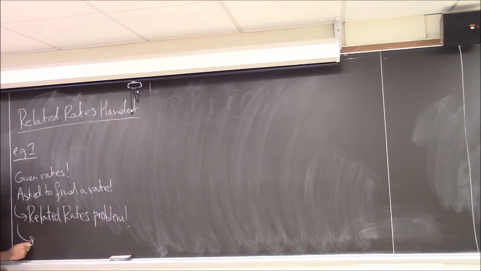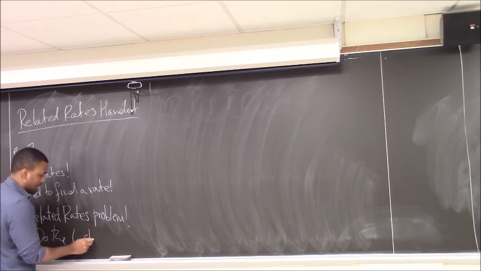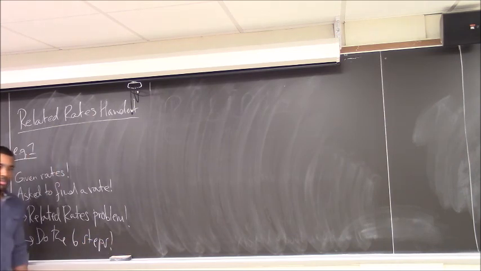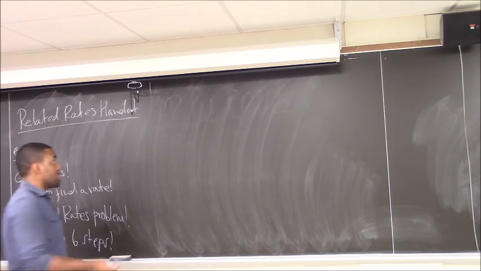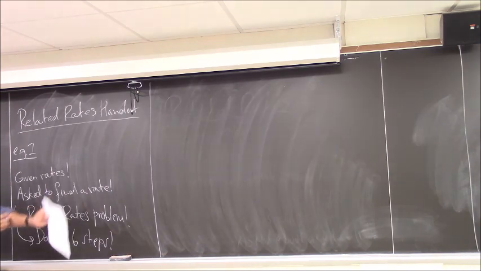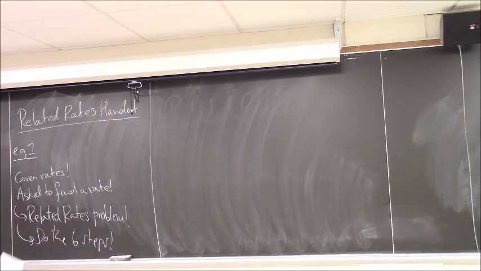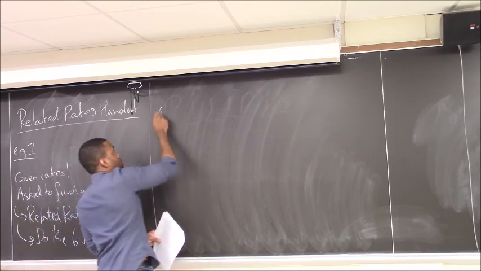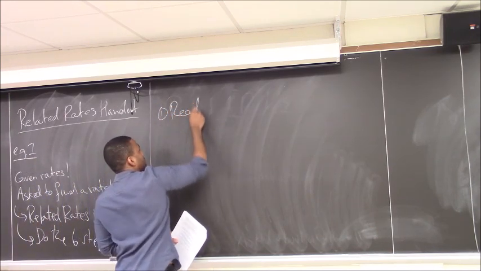And that tells you, do the 6 steps. Okay. So in reading the problem, that's one thing you would glean from it. This is a related rates problem. Once you realize it's a related rates problem, you need to go through the 6 steps. Also by reading, so that's step 1, where we're reading the problem.